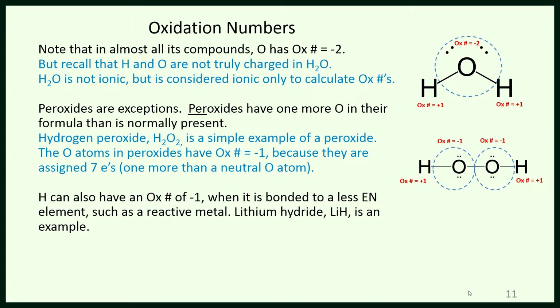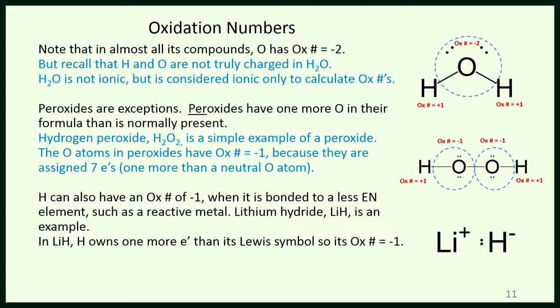Now, hydrogen can have oxidation numbers equal to -1 as well as +1. When would this happen? Well, when hydrogen is bonded to a less electronegative element, such as a reactive metal. Lithium hydride, LiH, is an example. This is the Lewis structure of lithium hydride. It truly is an ionic compound with a hydride anion.